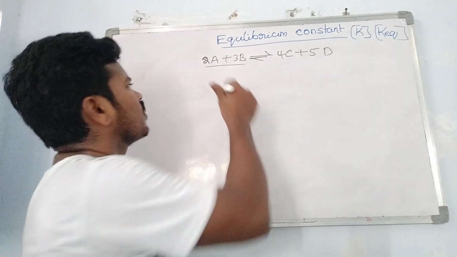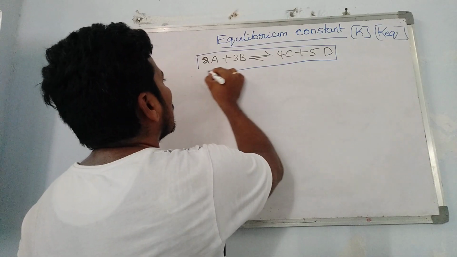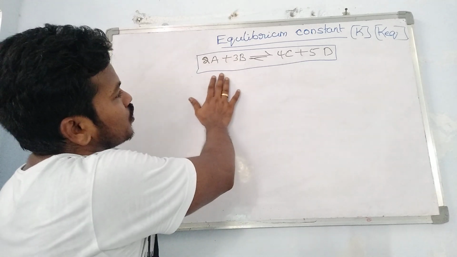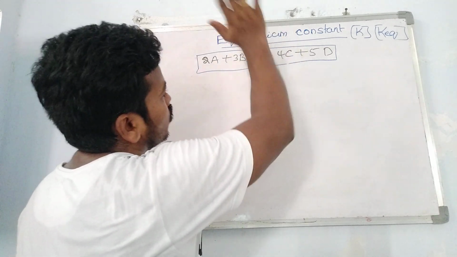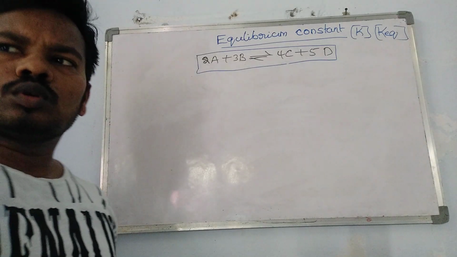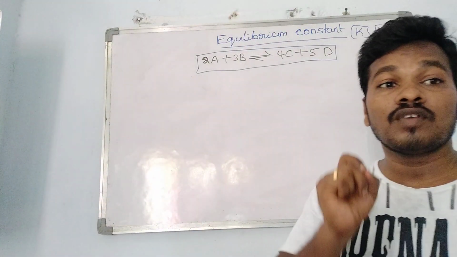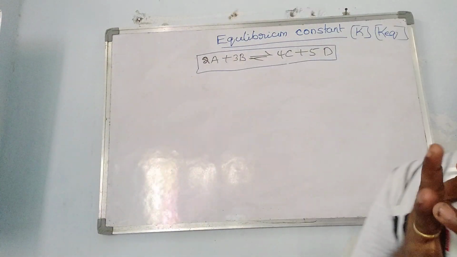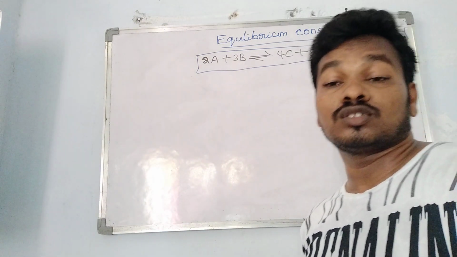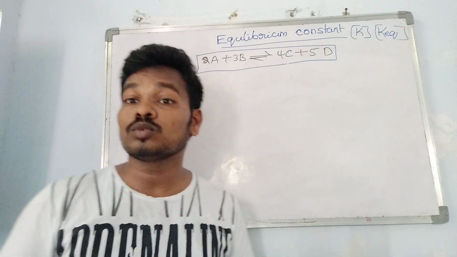For example, here is one reaction, 2A + 3B ⇌ 4C + 5D, and I want to write the equilibrium expression for it. To write for any reaction, first of all we have to find out the active masses. If we find the active masses, it is very easy to write the equilibrium expression according to the law of mass action.